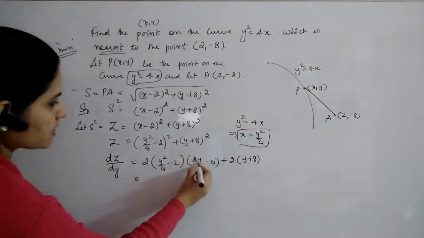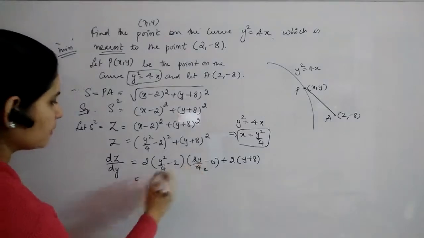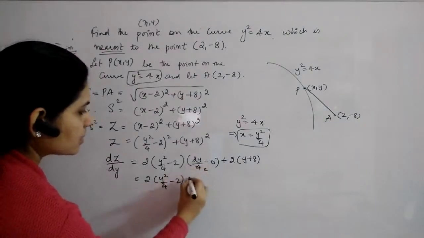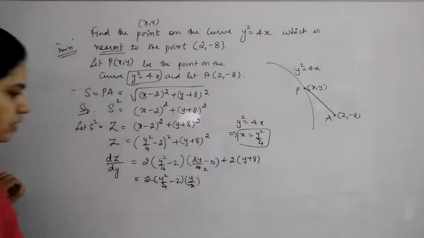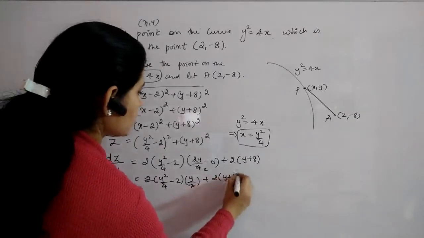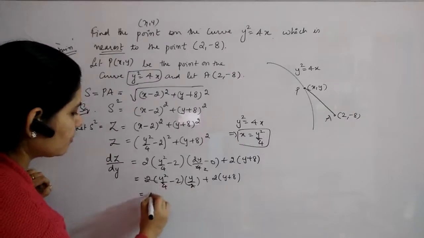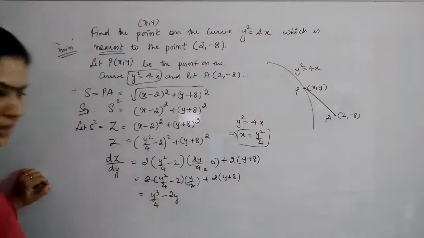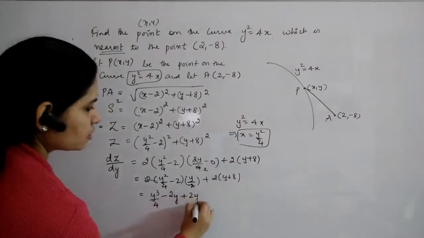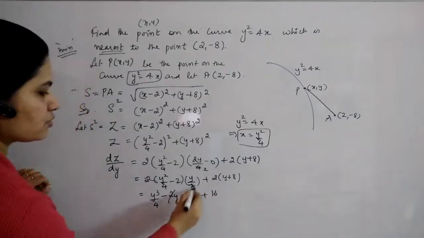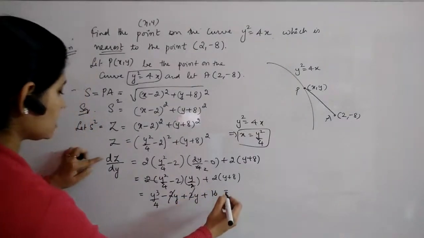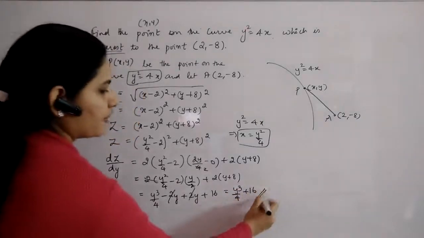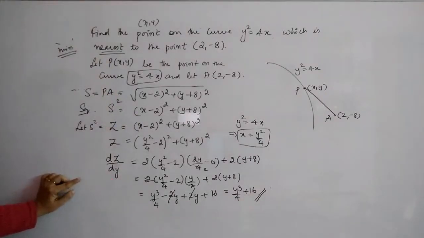Now here the 2 cancels, and you are left with 2 into (y square by 4 minus 2) by 2 into y, plus 2 into (y plus 8). Here this will become y cube by 4 minus 2y plus 2y plus 16. So these two get cancelled and you are getting dz by dy as y cube by 4 plus 16.